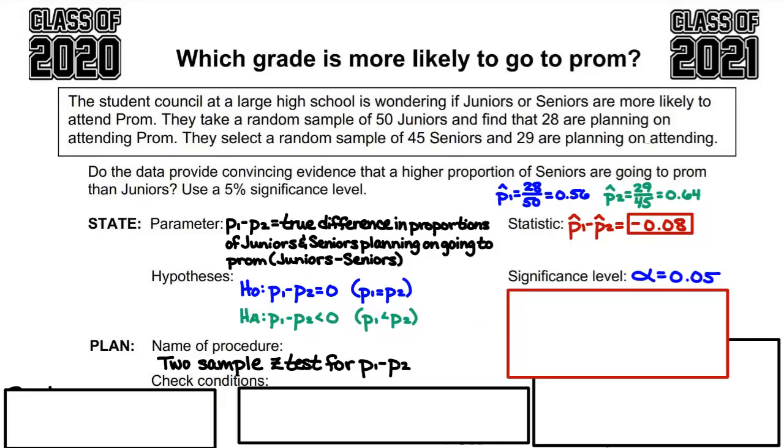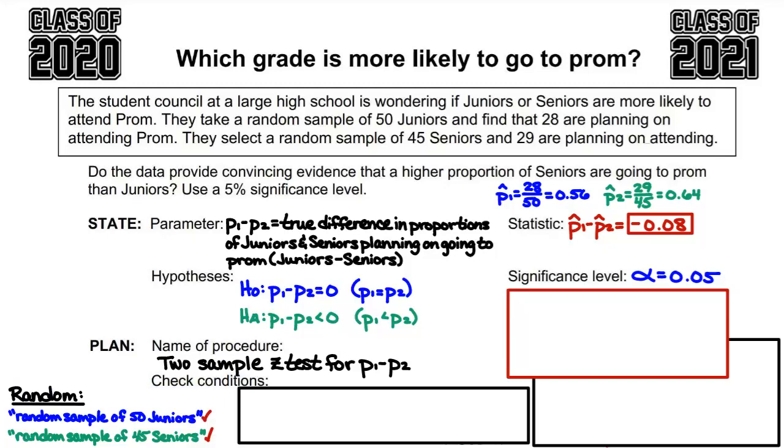All right, what conditions do we need to check? Random, large counts, 10%. When is the only time we get out of doing 10%? Yeah, if it's not a sample, so if it's an experiment with volunteers, then we don't have to check 10%. All right, do we get random? Yes. How many times do we have to check random? Both times. We have a random sample of 50 juniors, a random sample of 45 seniors.